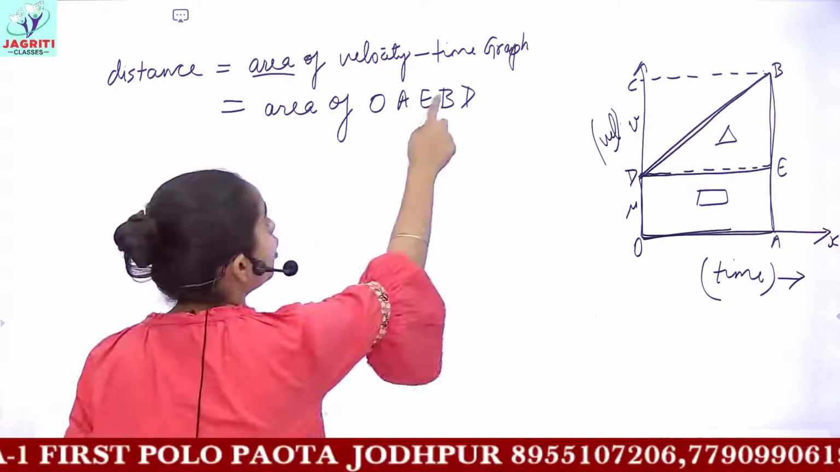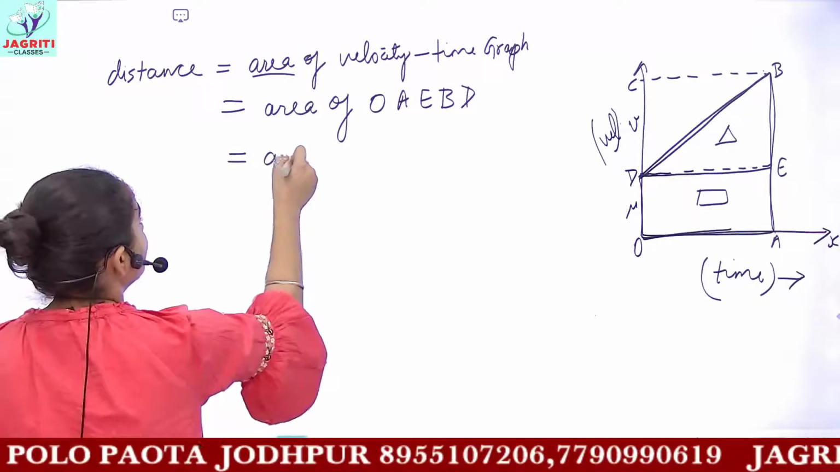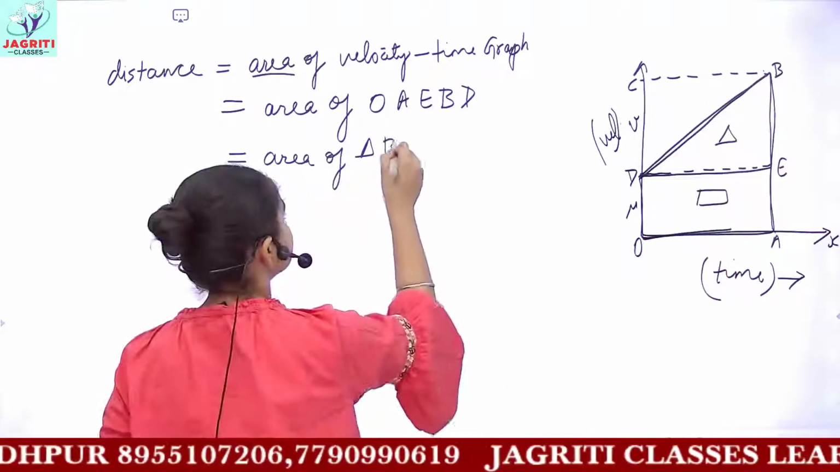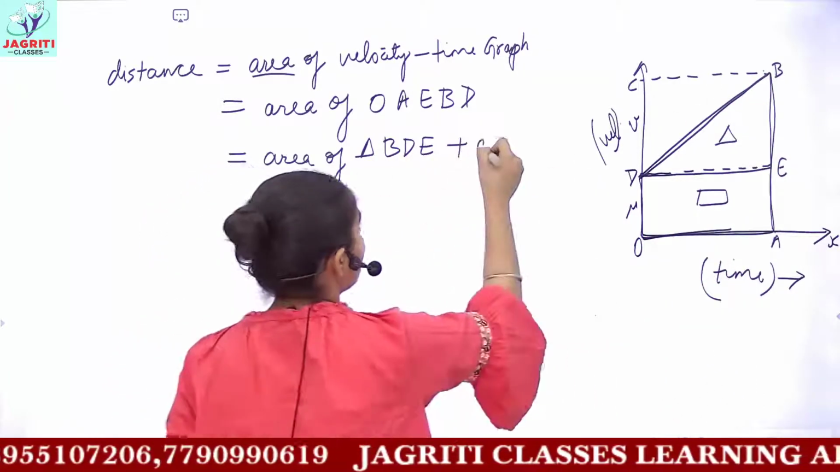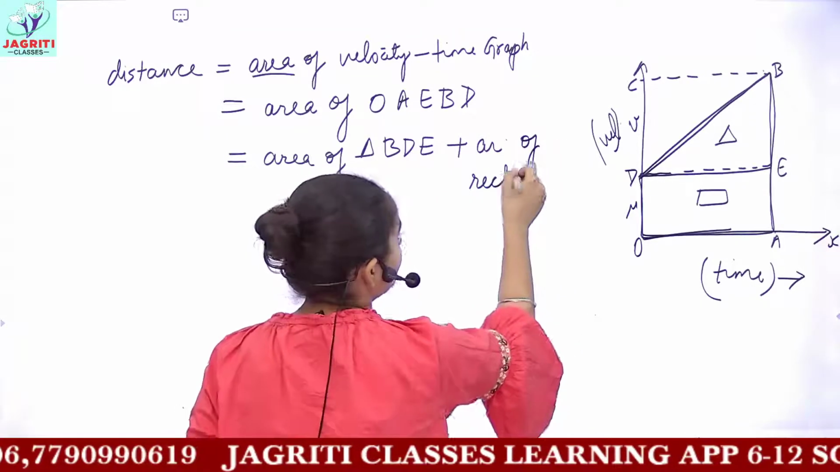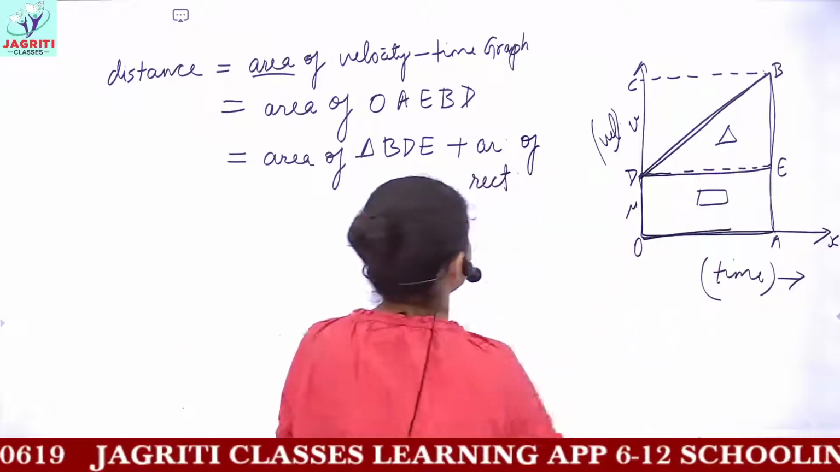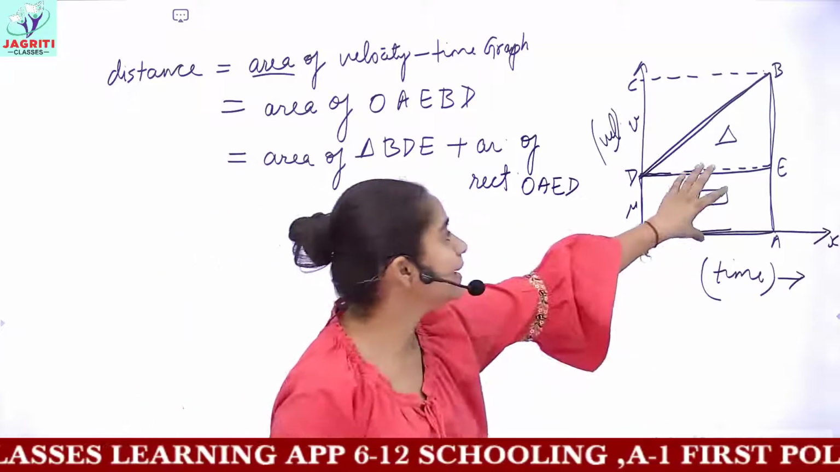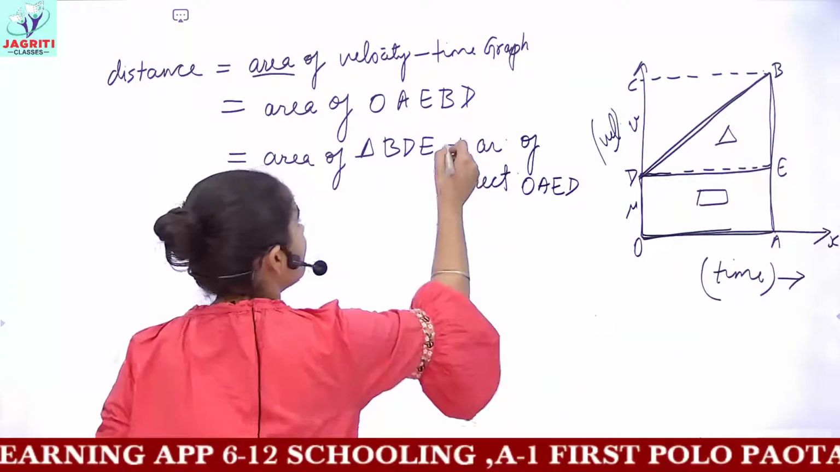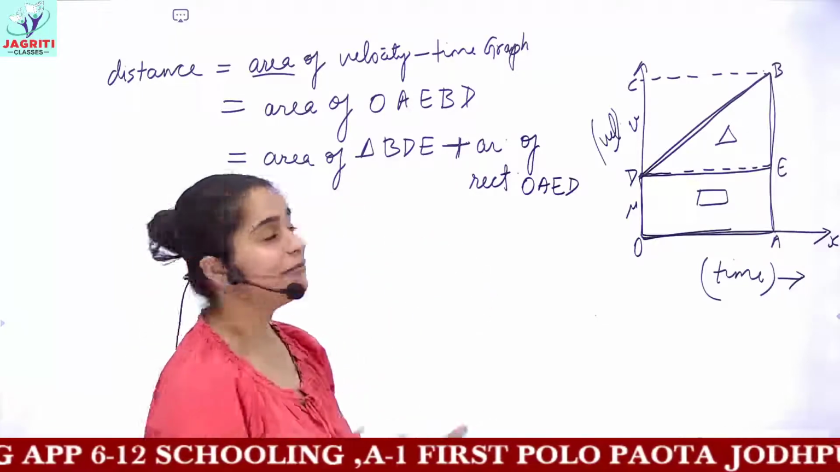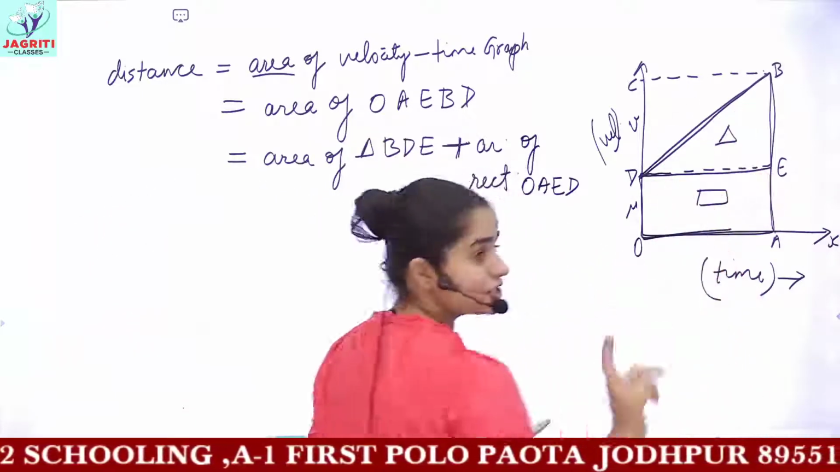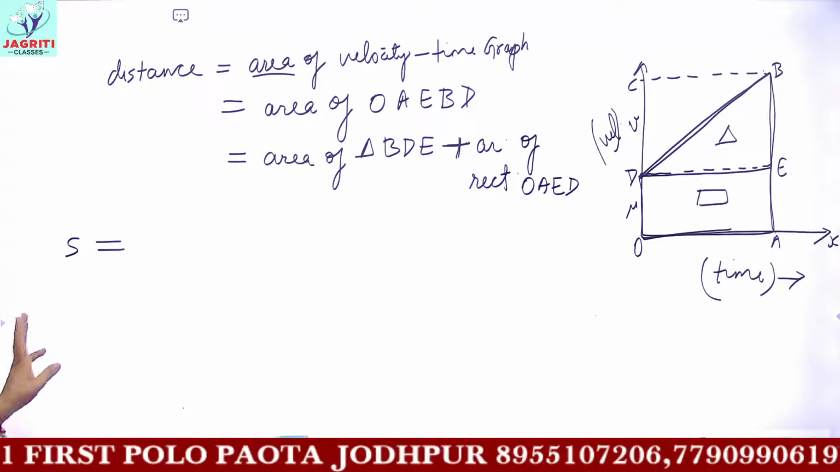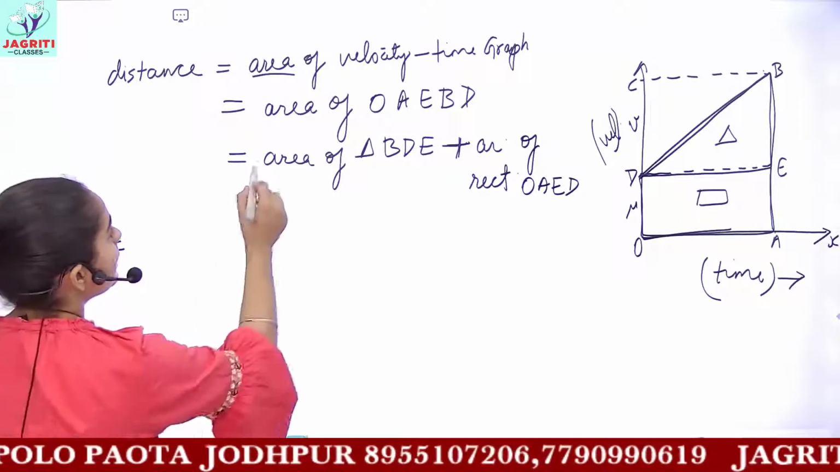So the area of OAEBD, I can write, is the area of triangle BDE and the area of rectangle, the name of the rectangle is OAED. So if I find separately the area of my rectangle and the area of the triangle, and then add both the areas, I would easily get the area of my complete shape. Now you know that distance is signified by the small s. Small s would be the area of the triangle.